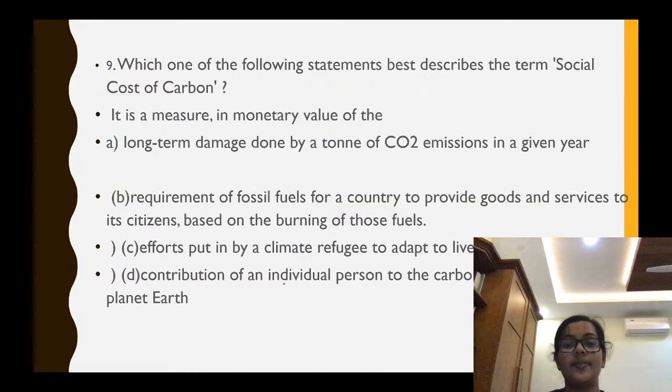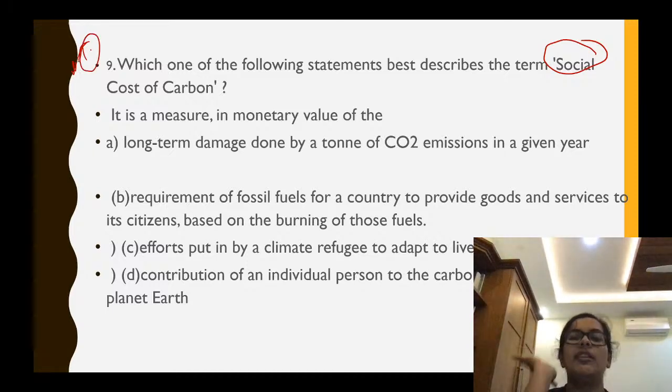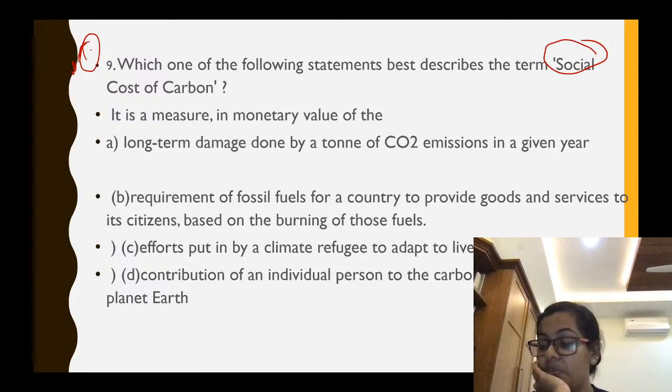So the next question: which one of the following statements best describes the term social cost of carbon? This is confusing. You can consider this a tough question, or medium-level tough. First is social cost of carbon. What is this social cost of carbon?